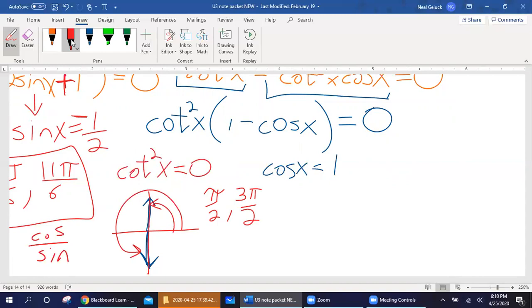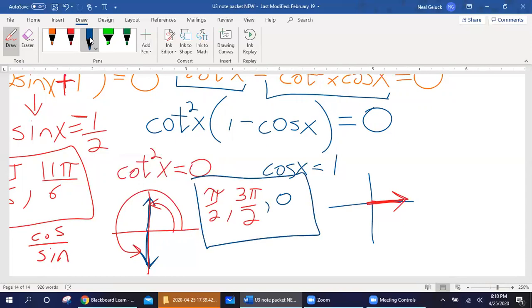For the blue one, when is cosine equal to 1? That happens only when the angle is 0. That's when cosine equals 1, so that would be 0 radians. So there's your answers on that one.